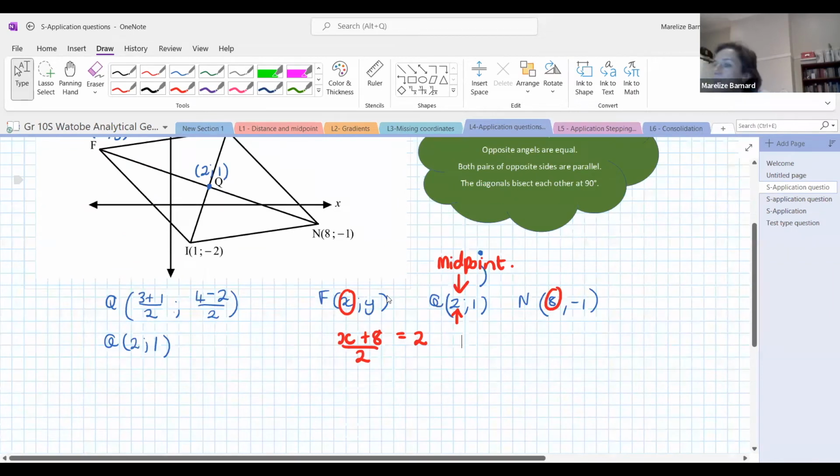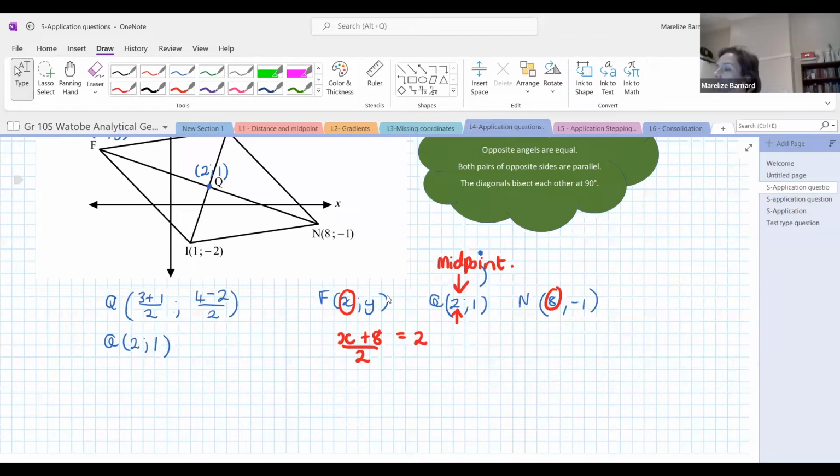Okay, give me a thumbs up if you understand where I got that from. Put a thumbs up in the chat if you understand what I just did. Q is the midpoint. We have an unknown X, plus another coordinate, which is 8. If we divide it by 2, we must get the midpoint X coordinate. There we go.